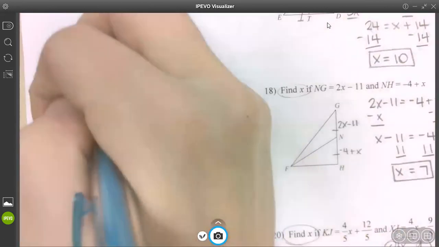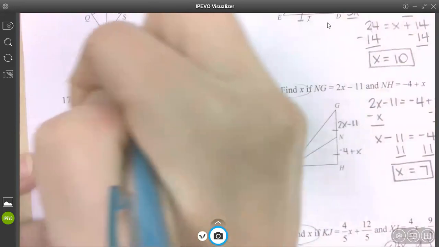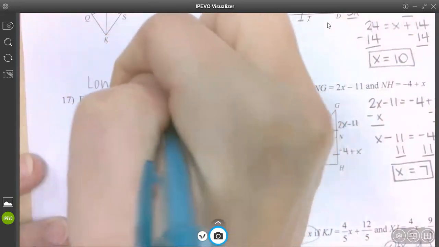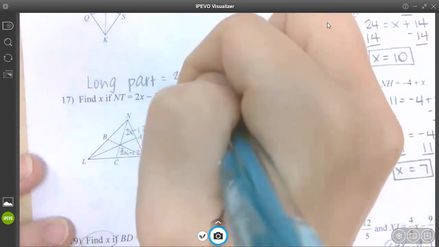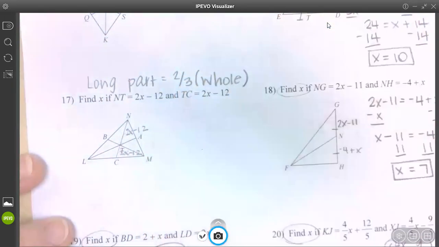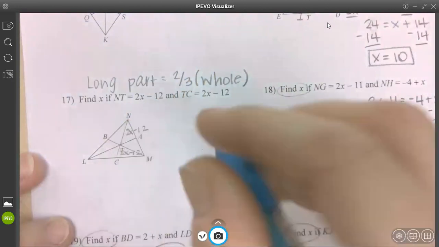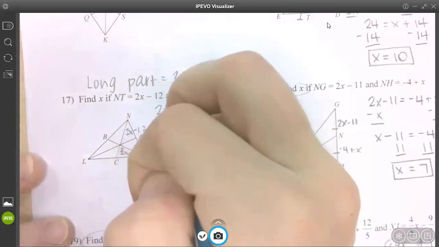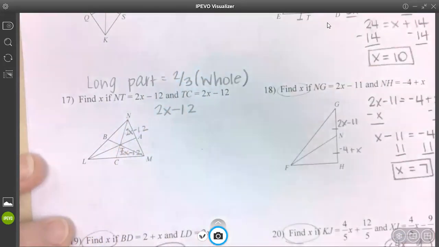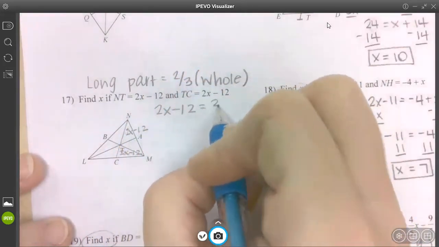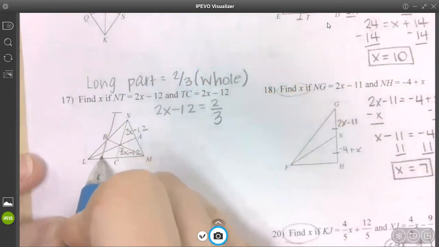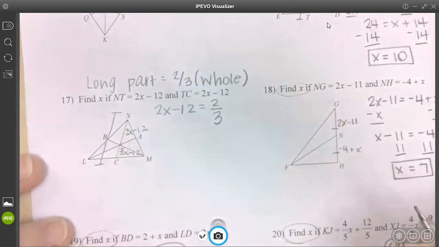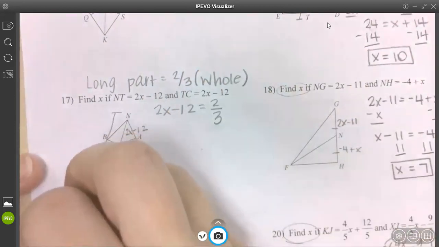So our formula says the long part equals 2/3 of the entire line or the whole. So the easy one to do is the long part. If we're looking at this, we know that the long part is 2x minus 12. We're going to finish our formula out equals 2/3. I need the full line, and the way I'm going to get the full line is by adding them up.